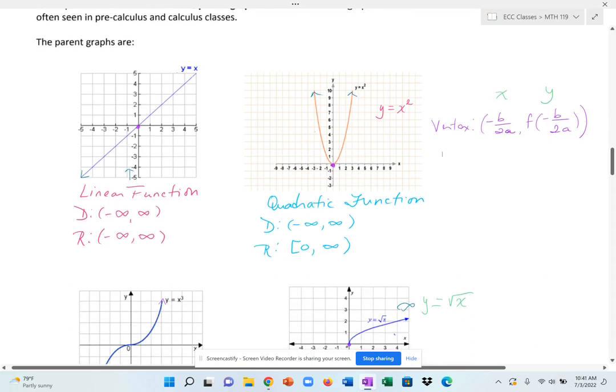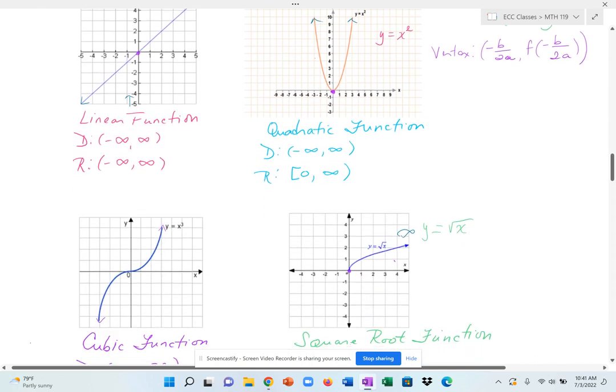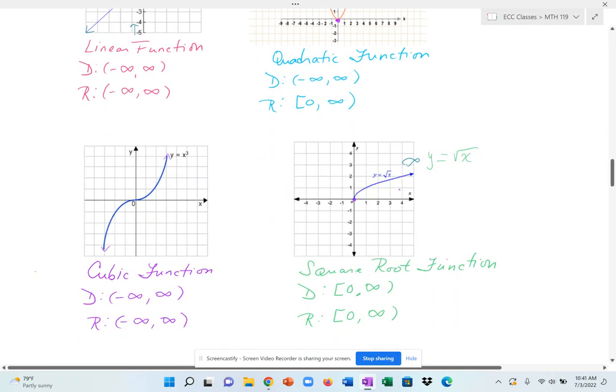Okay, then we go on to other parent graphs. This one here on the left is a cubic function, y equals x cubed. This is also a polynomial, so therefore the domain is all real numbers. And it looks like this, kind of a stretched out S shape. It increases from left to right. And if you read the y values, this goes towards negative infinity and then it increases, and this part goes towards infinity. So the domain and the range are both all real numbers.